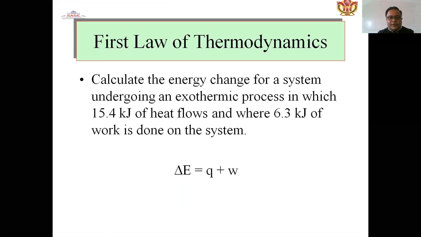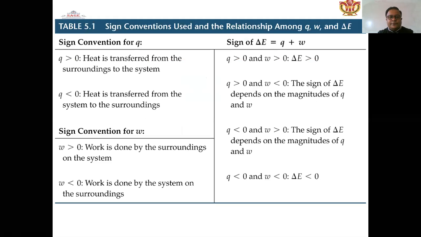First law of thermodynamics: calculate the energy change for a system. This is a practical example where 15.4 kilojoules of heat is given and 6.3 kilojoules of work is done on the system. The total change of energy is 15.4 plus 6.3 kilojoules. That is the change of internal energy. It can be calculated easily.